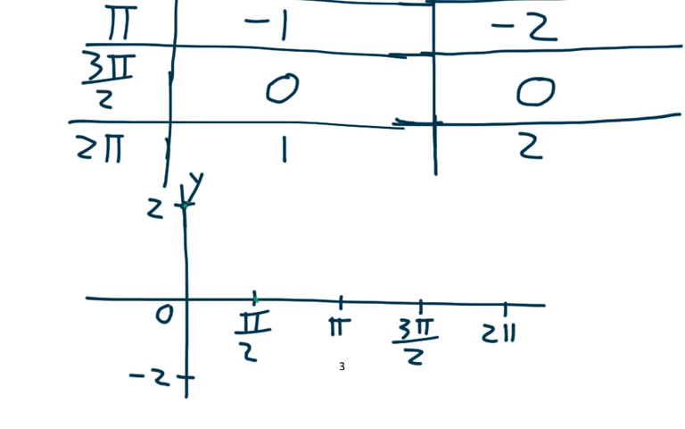Pi over 2, we still get 0. Pi, we get -2. 3 pi over 2, we get 0. 2 pi, we get 2. So let me just fix that. And now let's sketch it by connecting the dots. Like so. Okay? So that is what we're going to end up with. And this is vertically stretched. That is, it's the graph of cosine, but we're multiplying the outputs by 2.